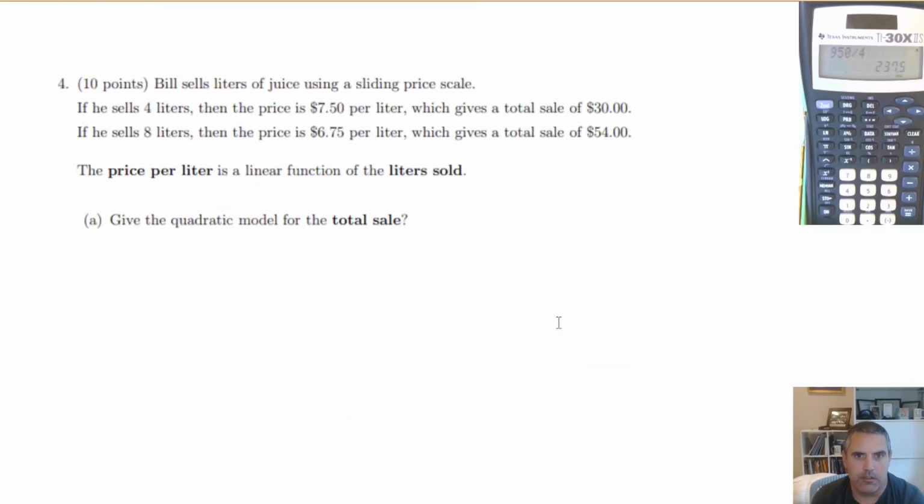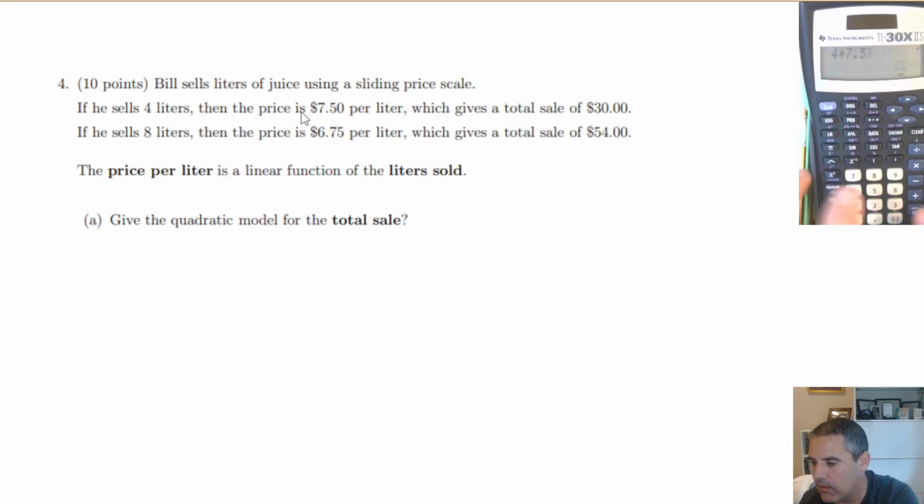Bill sells liters of juice using a sliding price scale. If he sells 4 liters, then the price is $7.50 and his sale is this. Okay, so I've got to think about that for just a second. Oh, this times that. Let's see if we are understanding. 4 times $7.50. Oh, he's going to get $30. So this number is just the product of those two.